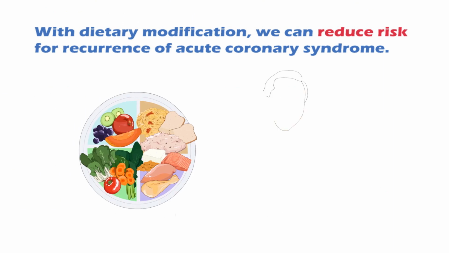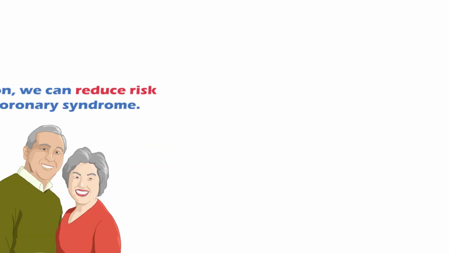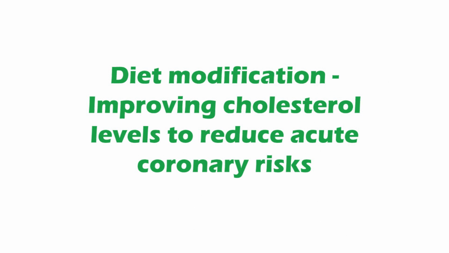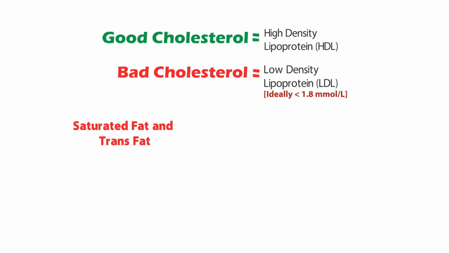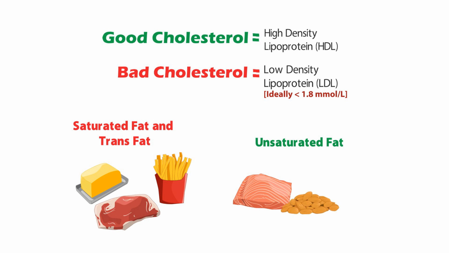With dietary modification, we can reduce risk for recurrence of acute coronary syndrome. Our food contains a mixture of different types of fats, and these affect our cholesterol levels. These fats have different impact on your lipid profile. For example, saturated fat increases bad cholesterol level. Trans fat increases bad cholesterol level and lowers good cholesterol level. And unsaturated fat can help lower bad cholesterol level.